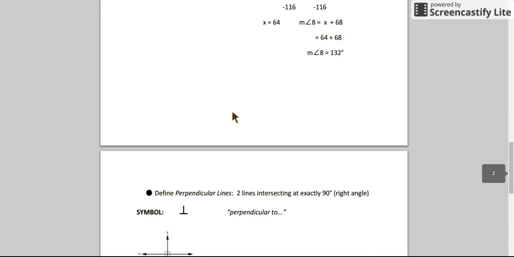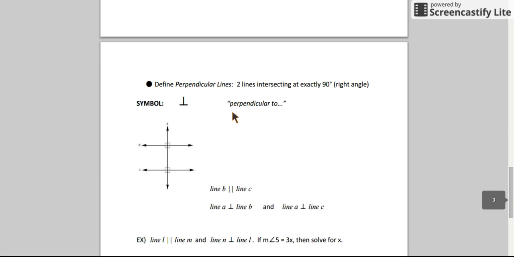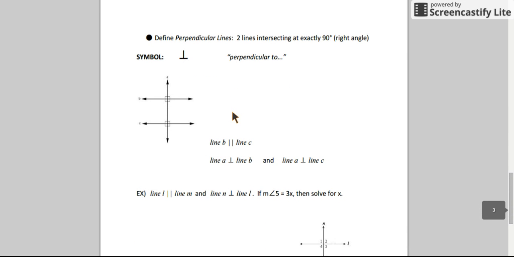Let's talk about one more relationship here. Let's define perpendicular lines. Perpendicular lines are two lines that intersect at exactly 90 degrees or intersect at exactly a right angle. There's a special symbol that means perpendicular. It looks like an upside down T. It's actually creating two right angles there. And it's an example of two perpendicular lines, so hopefully that helps you remember the symbol. And we read it perpendicular to.